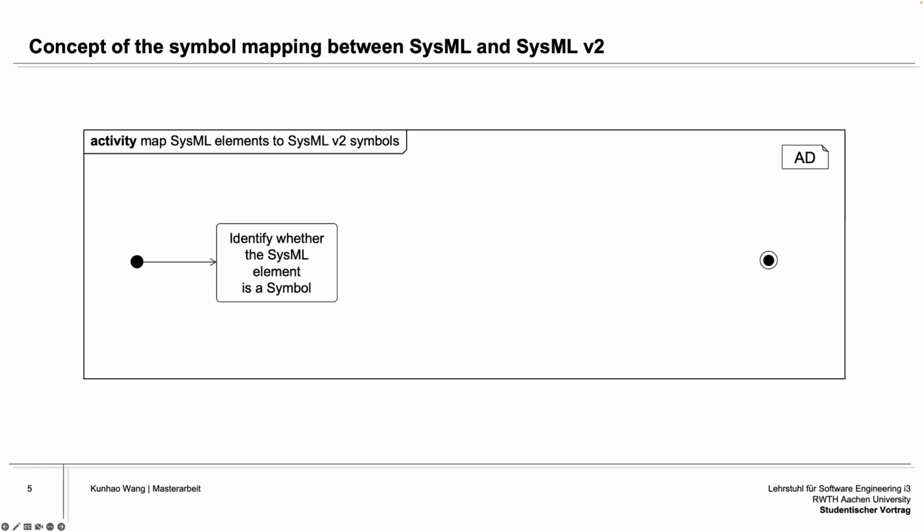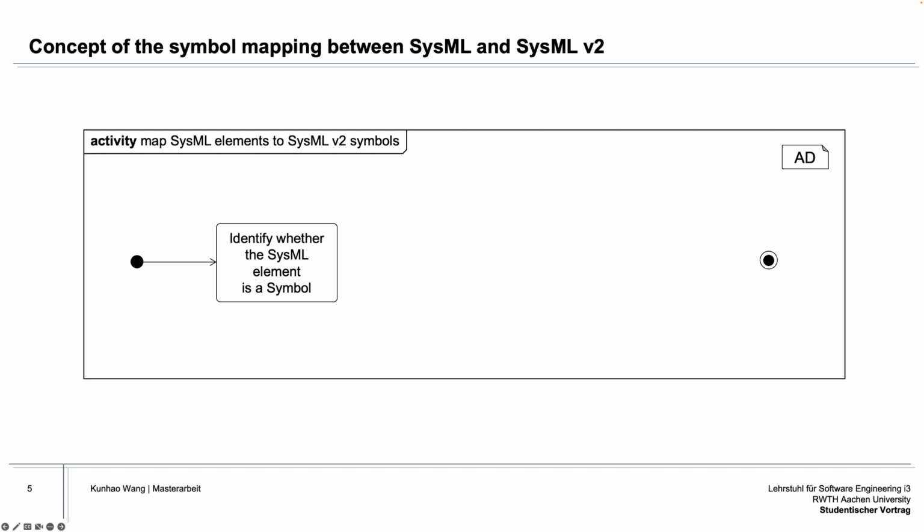Here is our toolchain for creating the symbol mapping between SysML and SysML v2. A symbol must have a unique name for reference. On the SysML side, not all SysML elements can be considered as symbols. For example, transitions and associations are usually not named during the modeling. Therefore, we do not consider them as SysML symbols. In other words, we only focus on the SysML elements that are definitely named entities during the modeling.